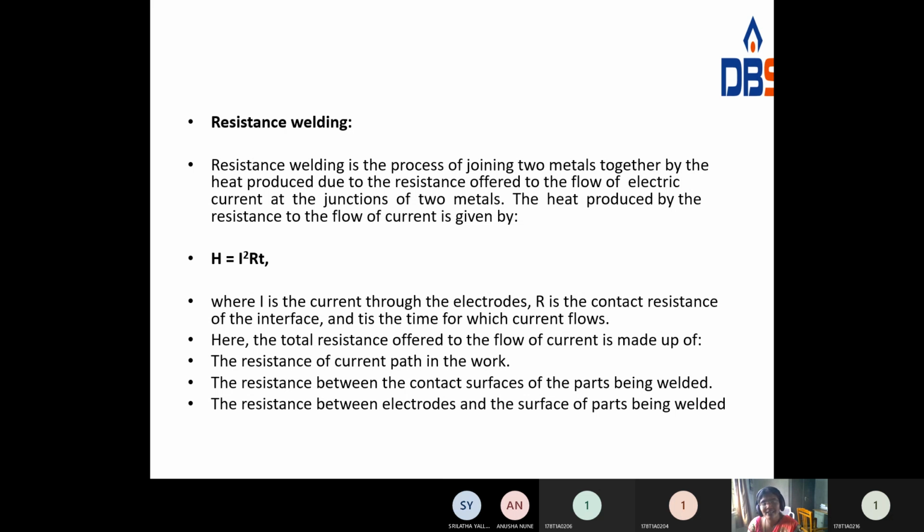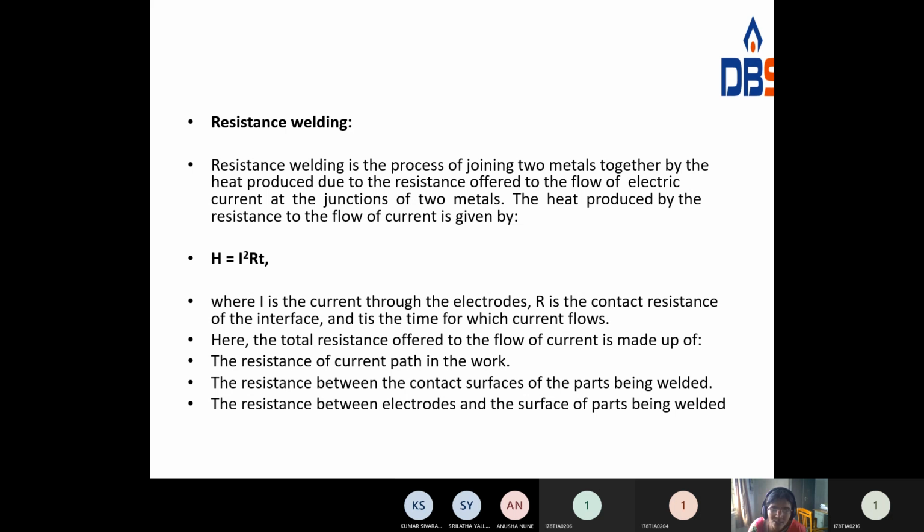Whenever you give the electrical supply, the current will pass through the two metals. Whenever current is there, there will compulsorily be resistance. Because of that resistance, heat will be produced. Because of that heat, the two metals will be welded. That type of welding is called resistance welding.